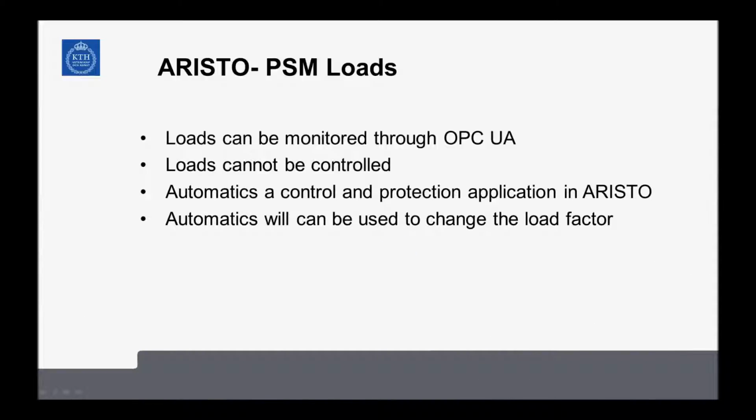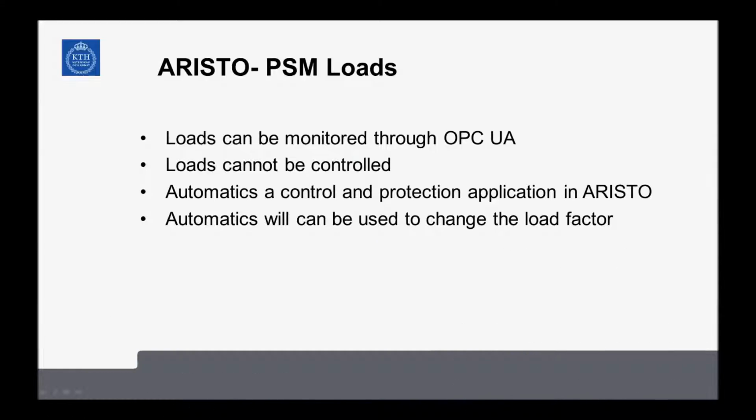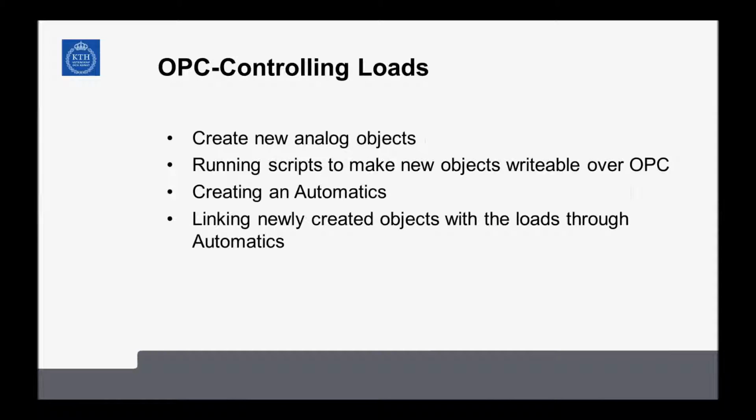In order to control the loads, we are going to use the automatics, which is a control and protection application in Aristo. Through the automatics, we can control the loads by changing the load factor, but we cannot change the loads directly. In order to do that, first we have to create two new analog objects for each load. These analog objects are like variables which we are going to link with the active and reactive power of the load, and then we are going to control these variables through the OPC client.